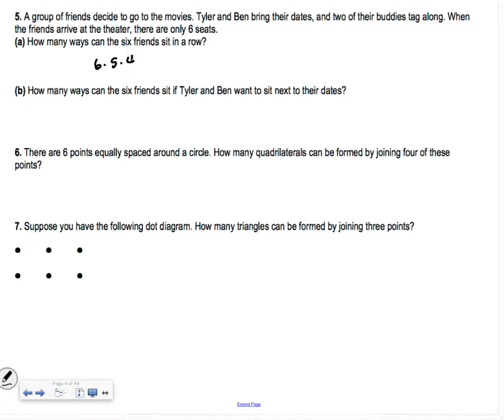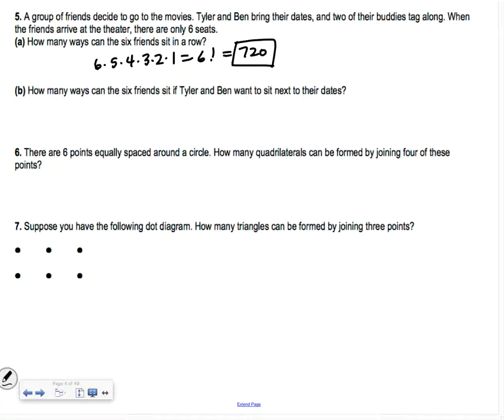6 times 5 times 4 times 3 times 2 times 1. In other words, 6 factorial, right? That ends up being 720. So there's 720 ways they can arrange themselves. So how many ways can the 6 friends sit if Tyler and Ben want to sit next to their dates? That's more important, right? If they want to sit next to their dates.